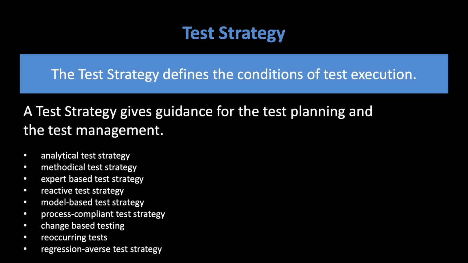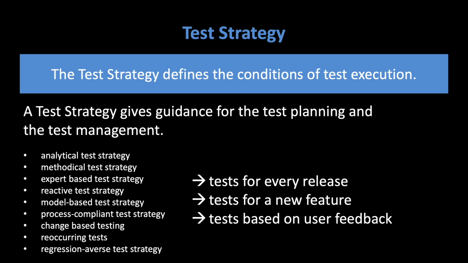In the practical application, you usually have a mix of different test strategies, especially when it comes to complex systems. You have to use multiple ones to have a sufficient test coverage. So for example, you can test every single release or every major release. Then you're testing new features, and you can test based on user feedback in form of any deviation or errors that are reported.